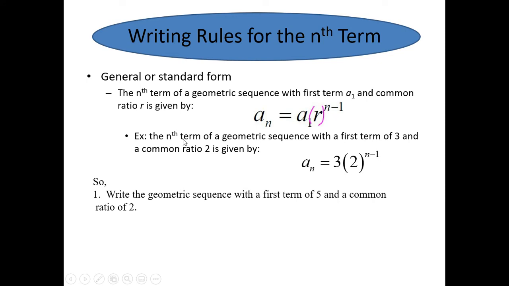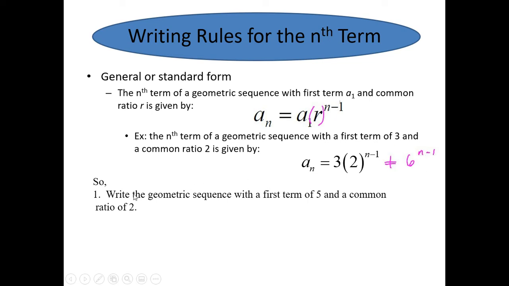So for example, the nth term of a geometric sequence with a first term of 3 and a common ratio of 2 is given by this formula here. And remember that that is not equal to 6 to the n minus 1 power. Don't make that mistake.